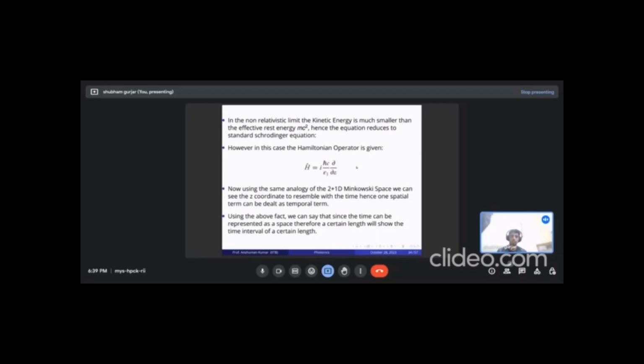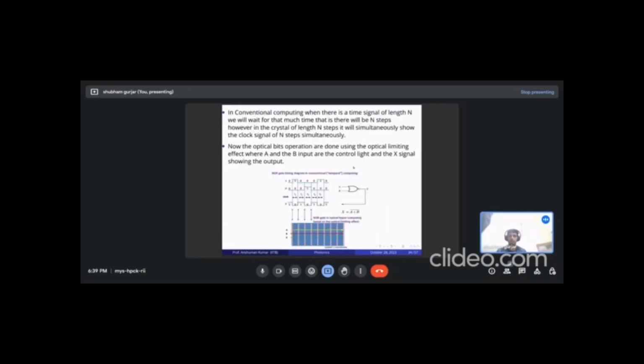simultaneously perform the computing steps, as given here, where the control lights A and B will act as the input and the X signal will act as the output. If it were a normal computer, we would have to wait for this much time, that is, 7 steps, to get the result in X. But in the crystal, all these results will execute simultaneously, because the length simultaneously shows us the length of the time that we are talking about.